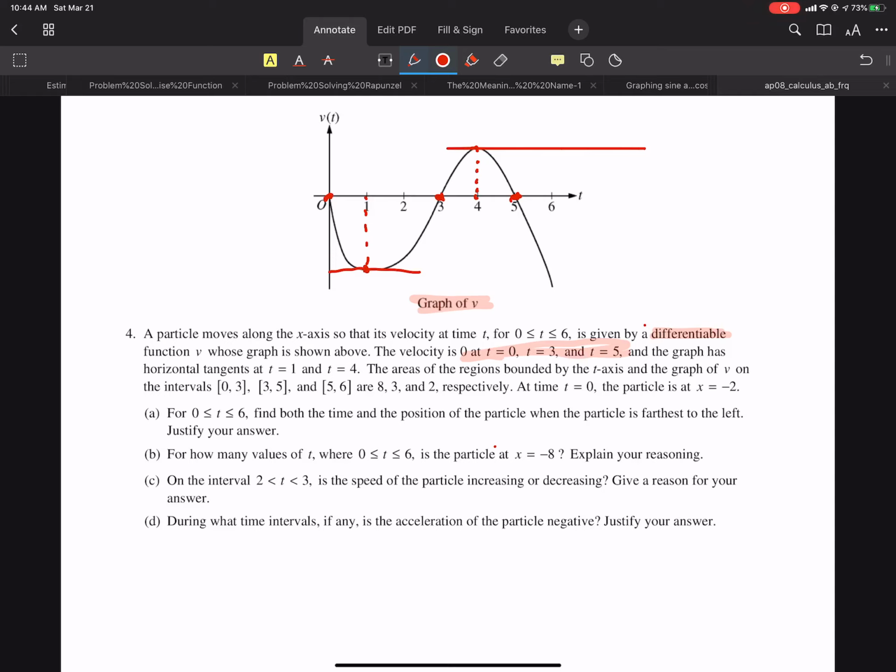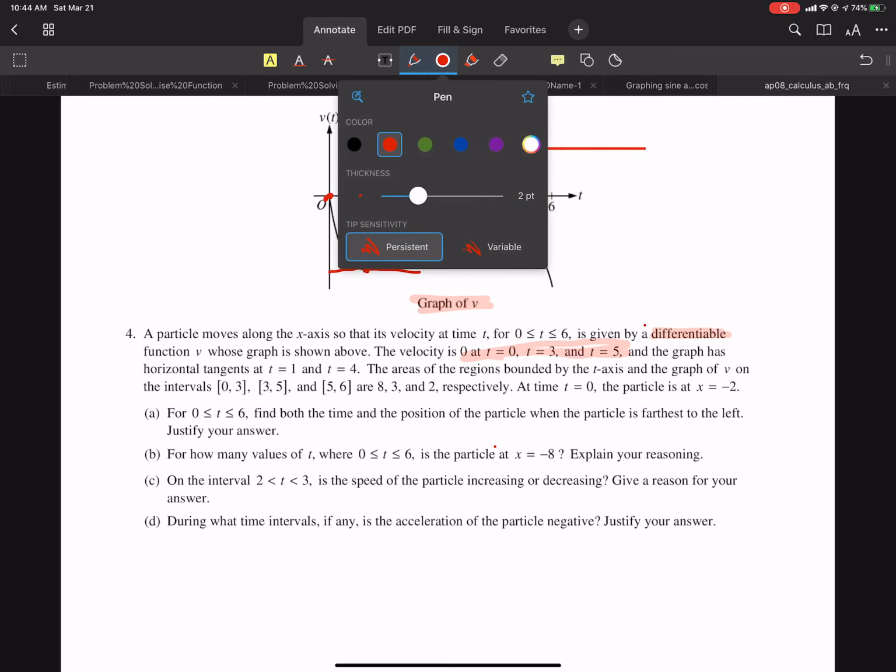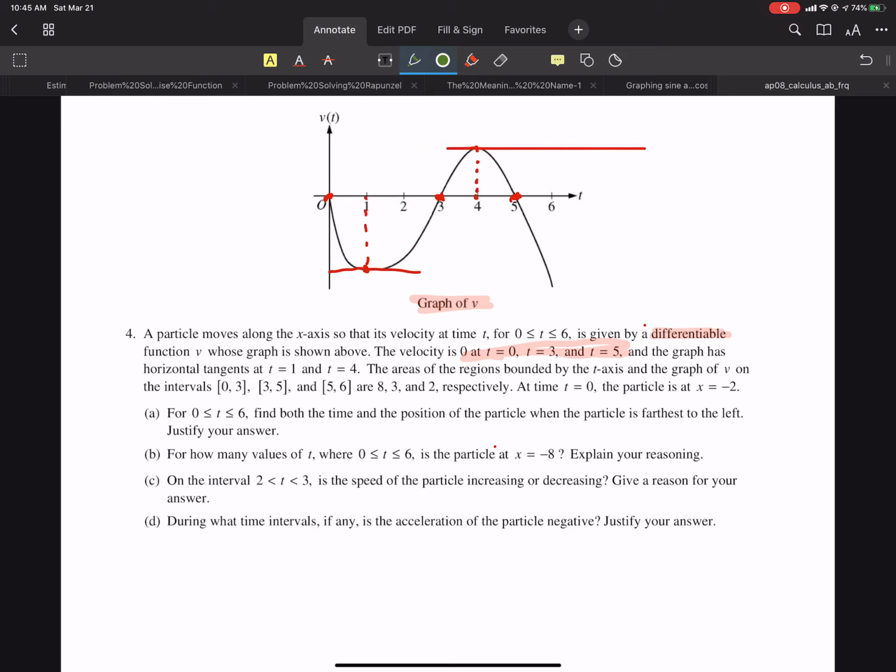And then they give us the area of each region. So I will mark that with, how about green? So from 0 to 3, the area of this is 8. From 3 to 5, the area of this is 3. And then 5 to 6, so the region down here would be 2. And we know the starting position right here. So let's start with the first question.